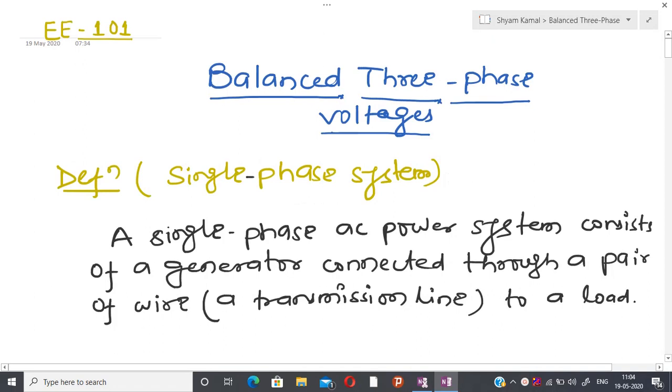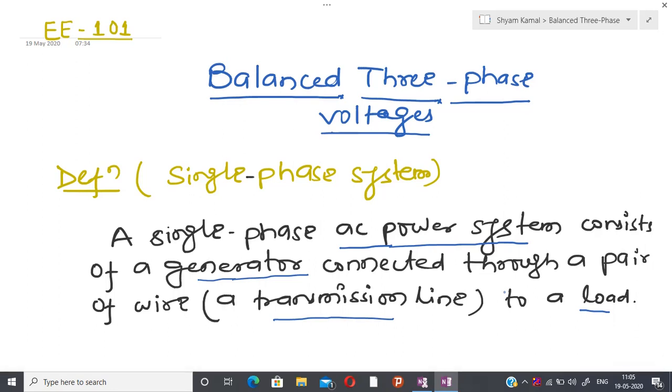Hello everyone. So far we have learned about single phase circuits, and what we have found is that a single phase AC power circuit or system consists of a generator, meaning we have one source of power connected through a pair of wires, that is called a transmission line, to a load. So first we have some kind of generation, after that transmission, and finally we are using that electrical power.